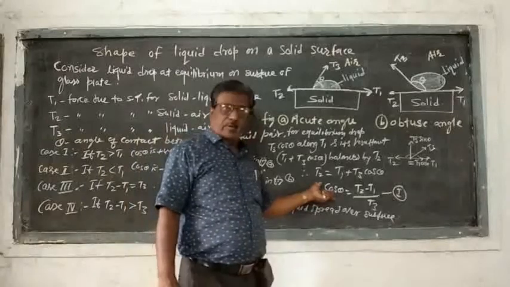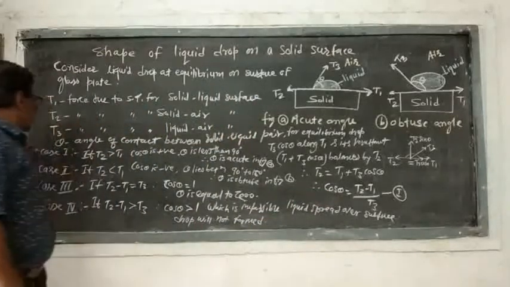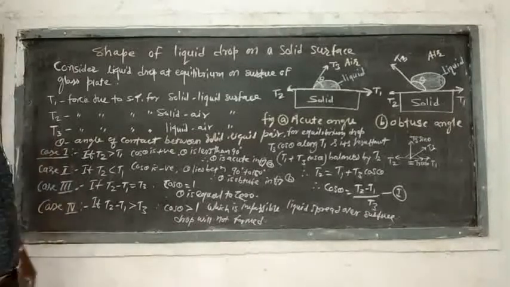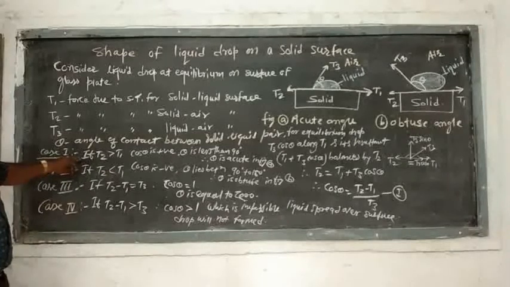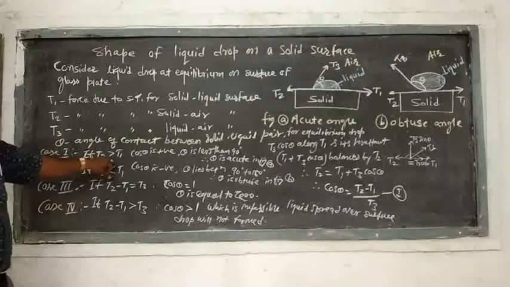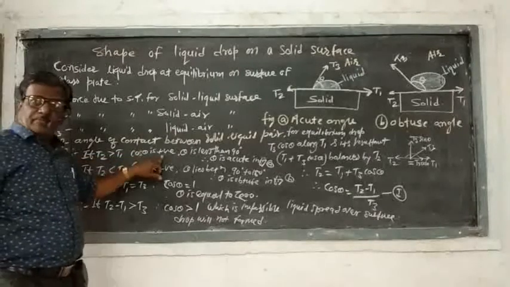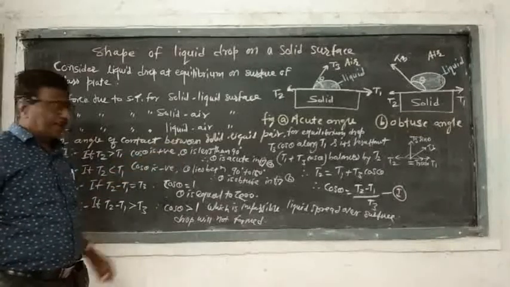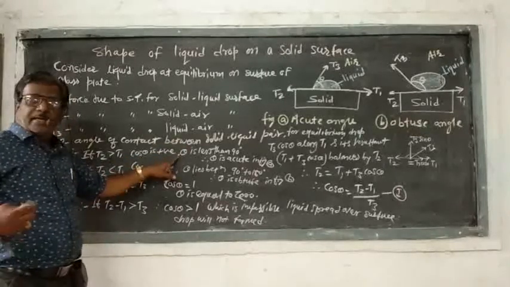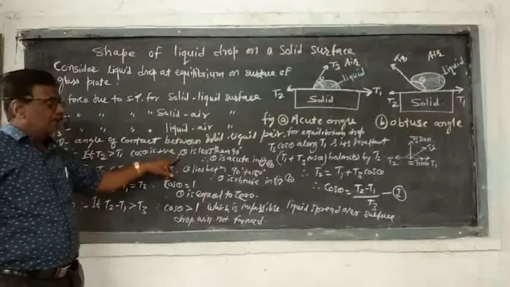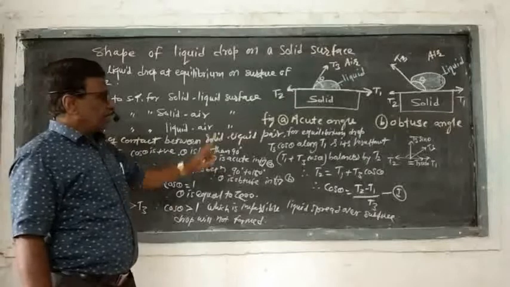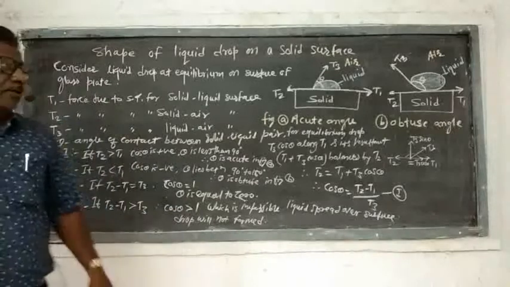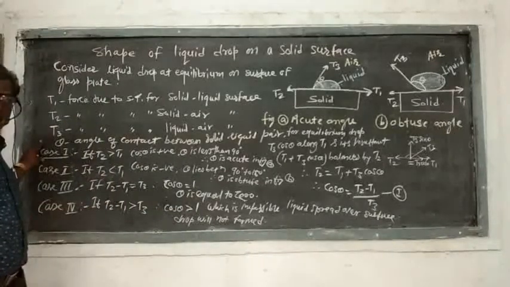From equation number 1 we can write there are four cases. So we take our first case. What happens if T2 is greater than T1, then cos theta is positive. When cos theta becomes positive, then theta is less than 90 degree. An angle which is less than 90 degree is called an acute angle. So we get theta is acute, which is shown in figure A. This is the figure for an acute angle, represented by case number 1.